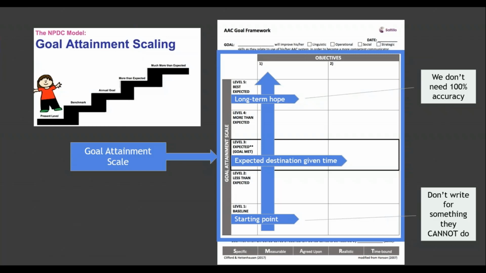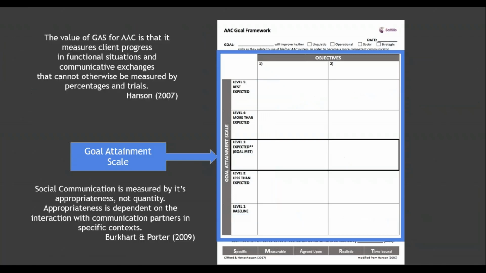that expectations will be more attainable and less frustrating when the individual is viewed based on true ability rather than on unrealistic expectations. Acknowledging and being guided by an individual's interests and abilities is crucial when developing a communication system. So their interests and their abilities are always driving what we're doing. The value of the goal attainment scale for practitioners in AAC is that it measures client progress in functional situations and communicative exchanges that can't otherwise be measured by percentages and trials.